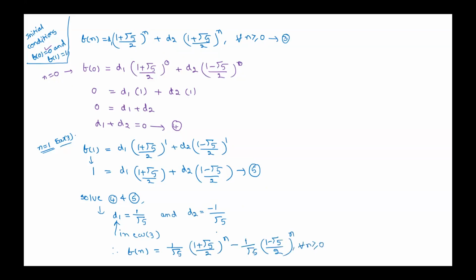Now again, 1 by root 5 we can take common, no? So if we take 1 by root 5 common, therefore f of n can be written as f of n equals 1 by root 5, if we take common. This is, say, equation 6. 1 by root 5 if we take common, this is 1 plus root 5 by 2 whole power n minus 1 minus root 5 by 2 whole power n.